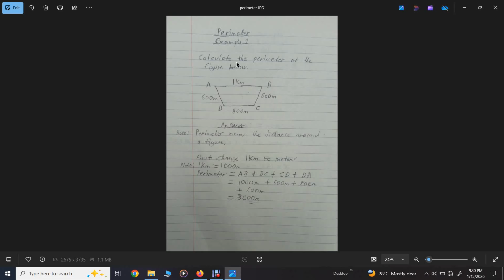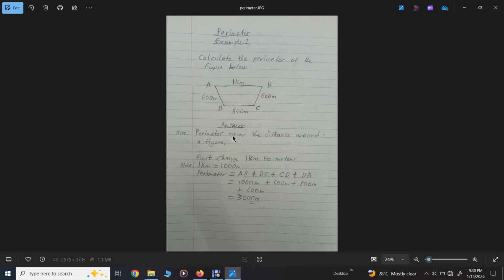Today we're going to study something about perimeter. Perimeter. Example 1. Calculate the perimeter of the figure below. A, B, C, D. AB is 1 kilometer, BC is 600 meters, CD is 800 meters, and DA is 600 meters. Now note, perimeter means the distance around a figure.